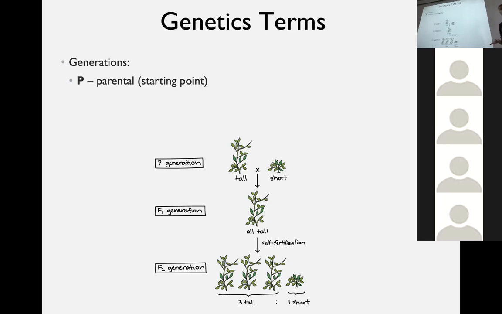So these are very straightforward. The last three terms are very straightforward. They're just different names for different generations. So the P generation is going to be what you start with. If you start with a tall plant and a short plant, those are the parents, the parental generation, the starting point.